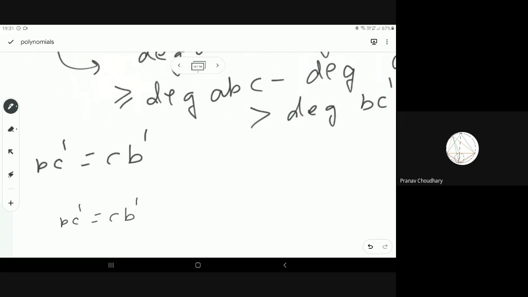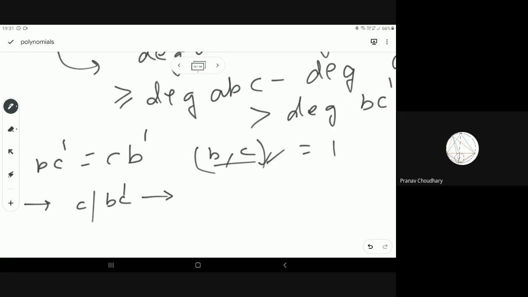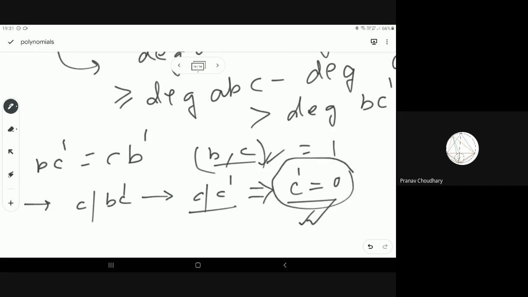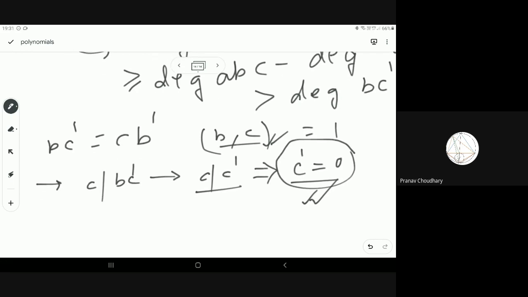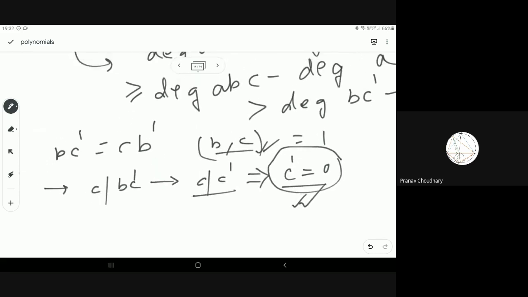Now think about it once again. What does this imply? You know that b, c cannot have any factors in common, because they have a GCD of one. So c must divide... note that c divides bc', but we just noticed that c and b cannot have any factors in common. So this implies that c divides c'. But then again, c' equals zero by the same argument, because c' has a lower degree than c. So this presents a problem. We are done basically. We assumed a contradiction, and this does it.